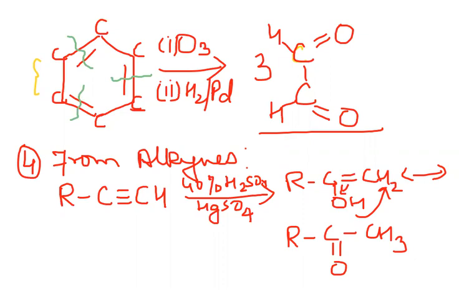Now what happens when you take the simplest of the alkynes, that is ethyne? So when you take ethyne, in that same case again, it is C, I mean there is a hydrogen, triple bond, and a hydrogen.